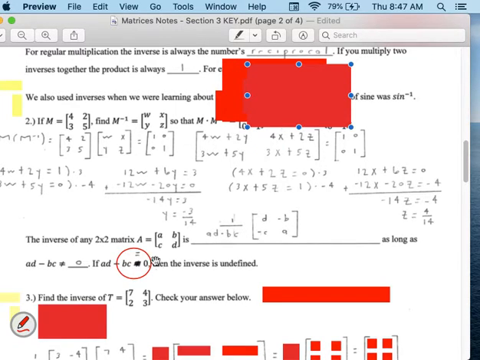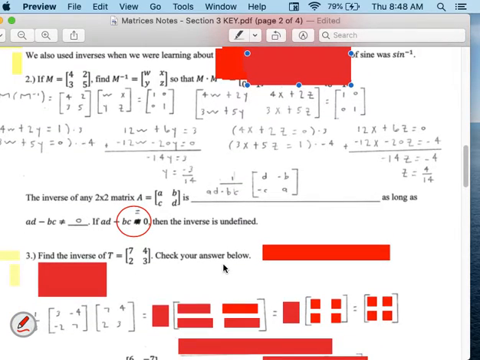Now the caveat here, and I do have a typo on your notes packet, it's a not equal sign. Can you make that an equal sign, please? We can't divide by 0, it's not possible. So this always works as long as this denominator, A times D minus B times C, can't equal 0. Because if A times D minus B times C does equal 0, the inverse does not exist. It's undefined.